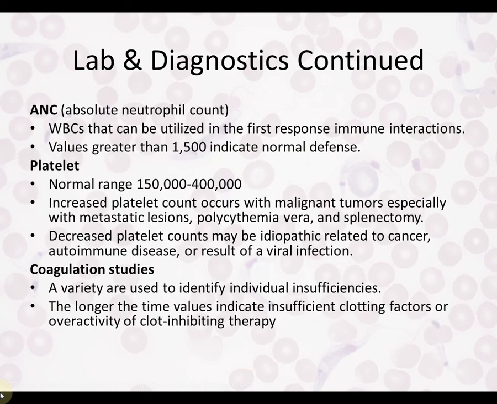Your absolute neutrophil count is usually a measurement revealing the proportion of white blood cells that can be utilized in first response immune interactions. To calculate the ANC, add the bands and the neutrophils and multiply by the total white blood cell count. Values greater than 1,500 indicate normal immune defenses.